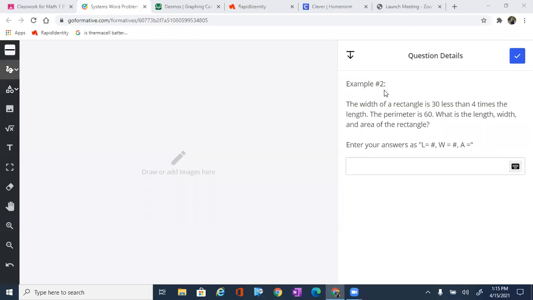All right, so it says the width of a rectangle is 30 less than 4 times the length. The perimeter is 60. What is the length, width, and area of the rectangle?